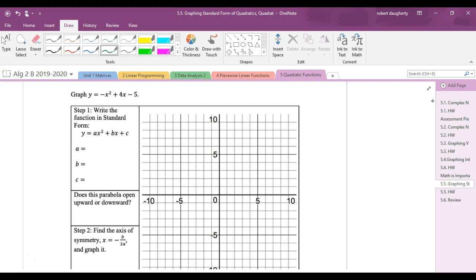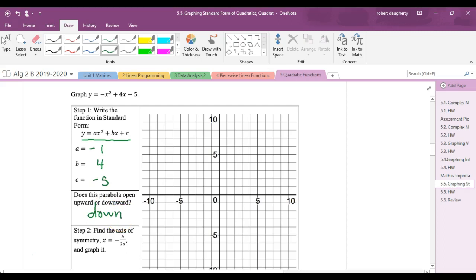So this is the standard form, y equal ax squared plus bx plus c. What is a in this equation? Negative 1. What is b? 4. What is c? Negative 5. Does this parabola open up or down? Down. A is a negative number. This parabola will open down.